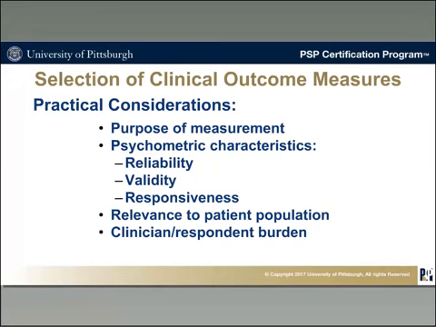So what do we need to think about in terms of selecting clinical outcome measures? First, we have to think about what's the purpose of the measurement, what are the psychometric characteristics of the measure, that is their reliability, validity, and responsiveness. Are the outcome measures relevant to the patient population? And what's the burden associated with collecting these measures on the patient as well as the clinician? And we're going to discuss each of these in this presentation.